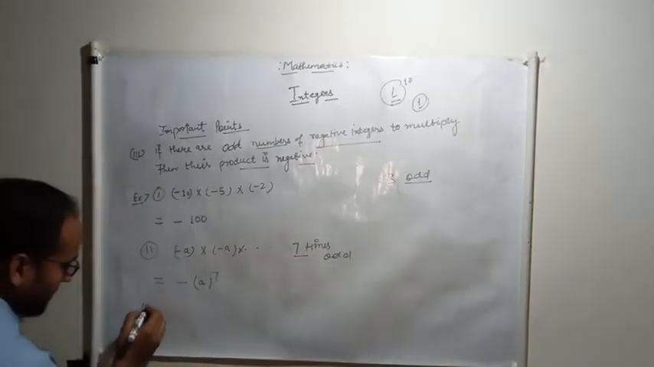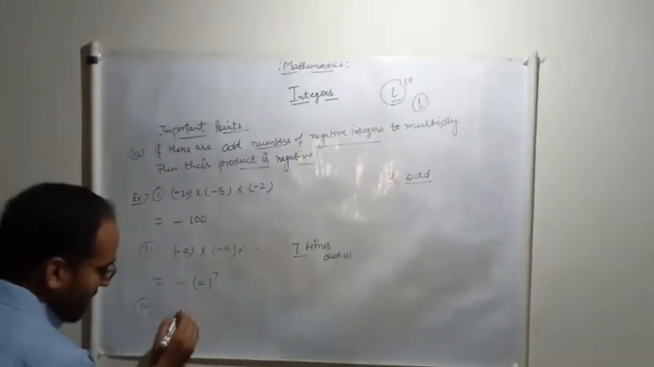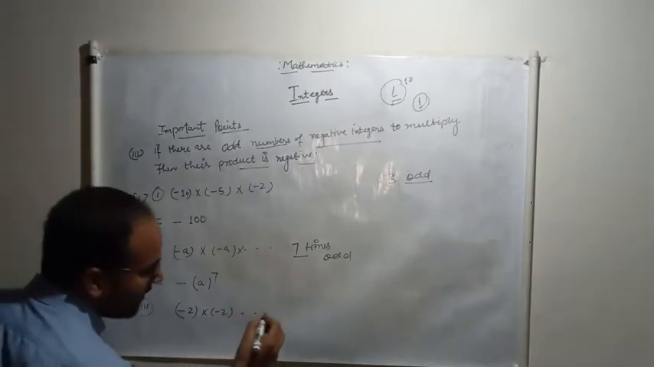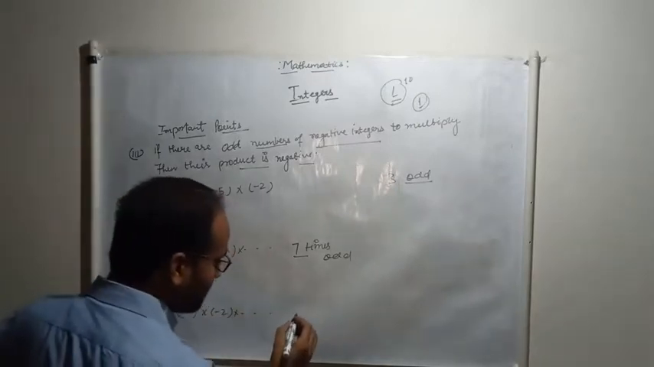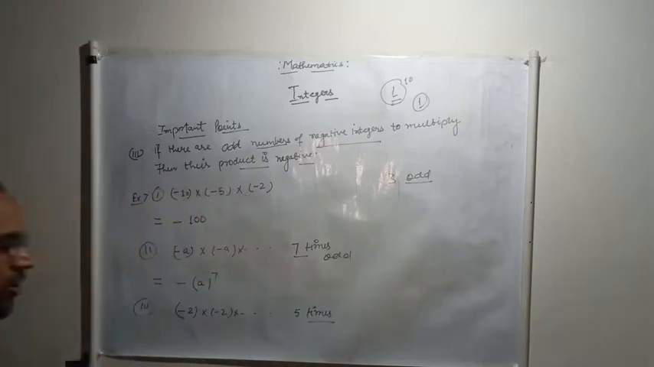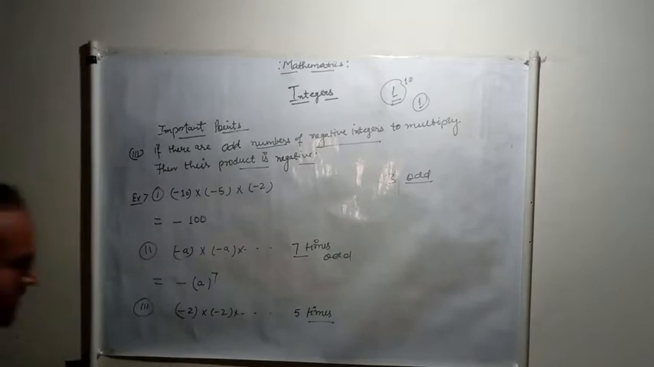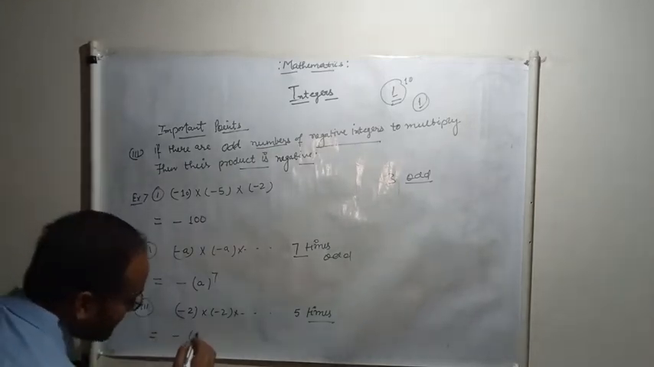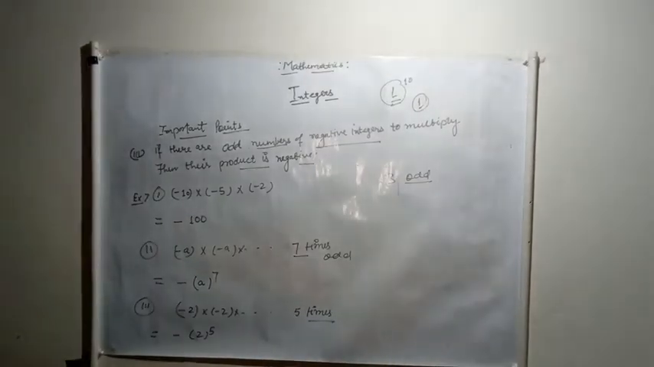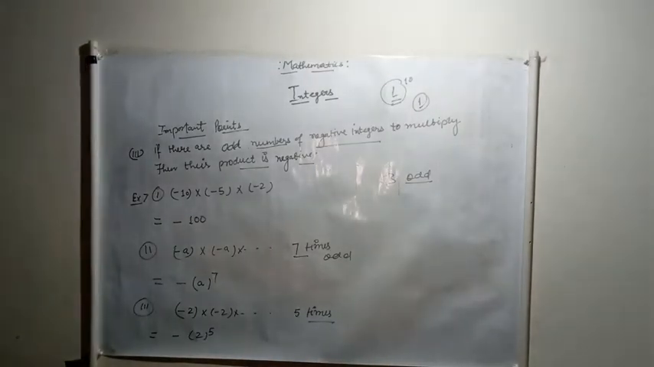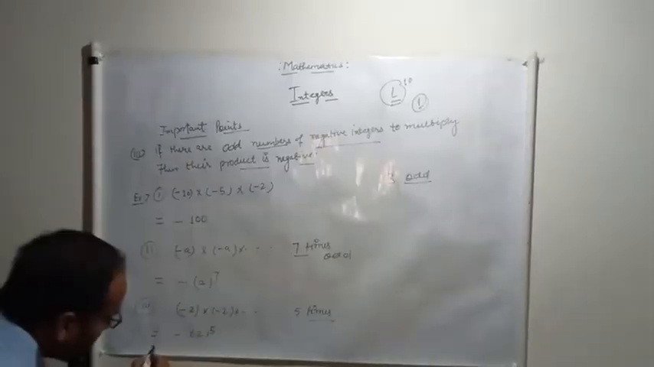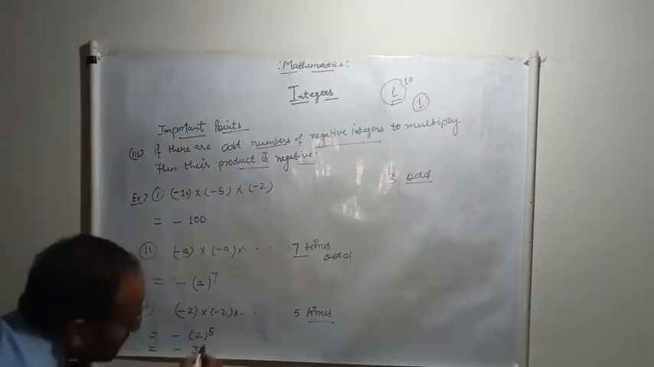Suppose the same with a numerical value: minus 2 is multiplied by minus 2 and so on, multiplied 5 times. Is 5 even or odd, students? 5 is odd. So what result will you get? Minus 2 to the power 5. 2 to the power 5 means 2 is multiplied 5 times: 2 into 2 into 2 into 2. 2 2s are 4, 4 2s are 8, 8 2s are 16, 16 2s are 32. So your answer is minus 32.